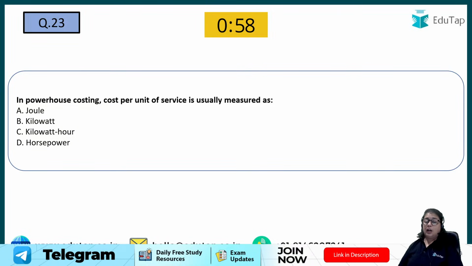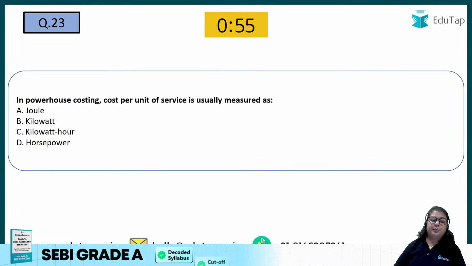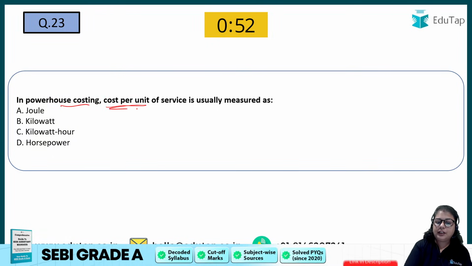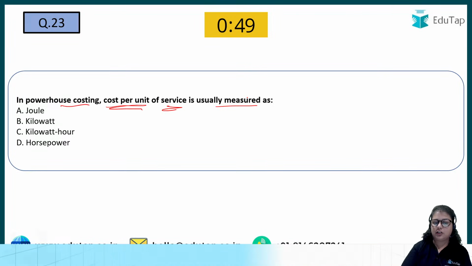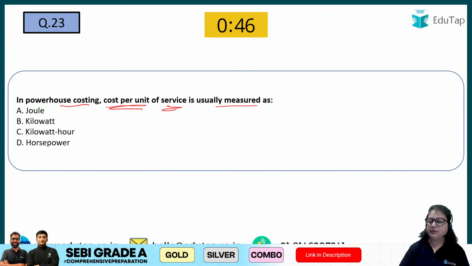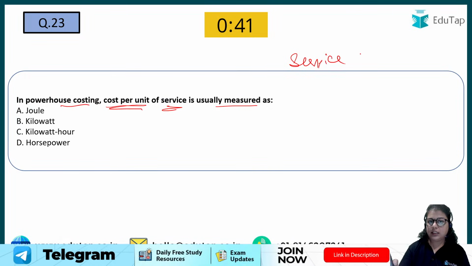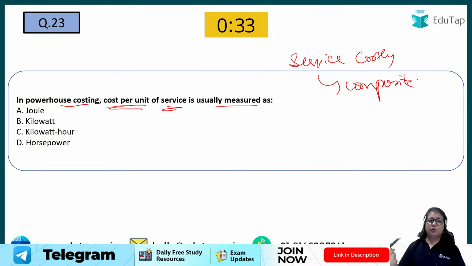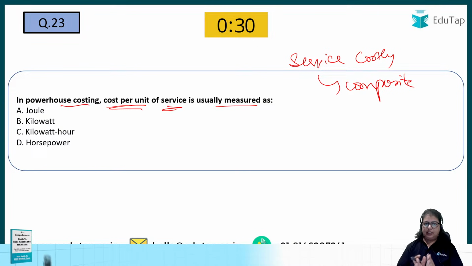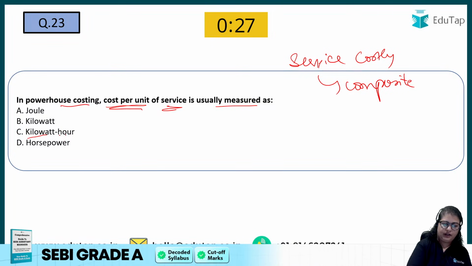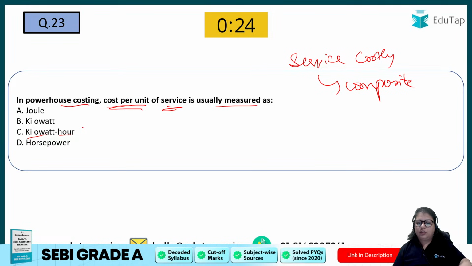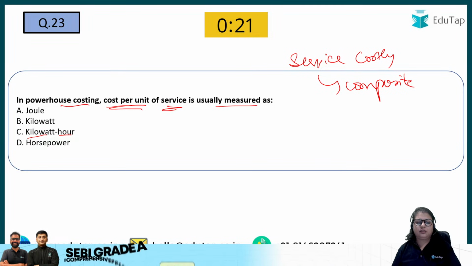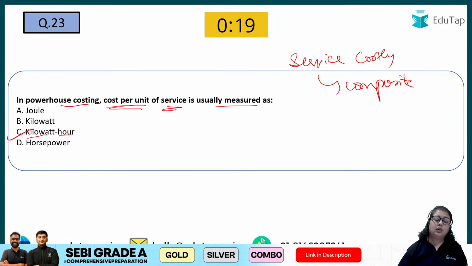Next, now we are moving to service costing. In powerhouse costing, cost per unit of service is usually measured as. So please understand, in service costing, because powerhouse costing is a part of service costing, we mostly use composite units. What are composite units? When we combine two or more units together. So can you see in option C, we are combining two units. One is kilowatt and one is hour. So in powerhouse costing, basically we measure it through kilowatt hour.